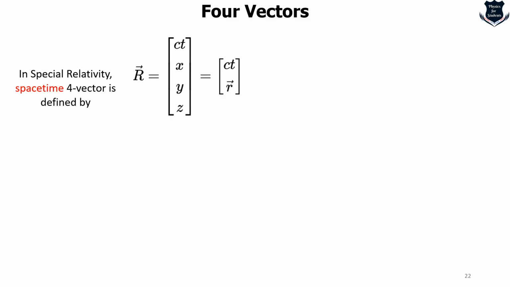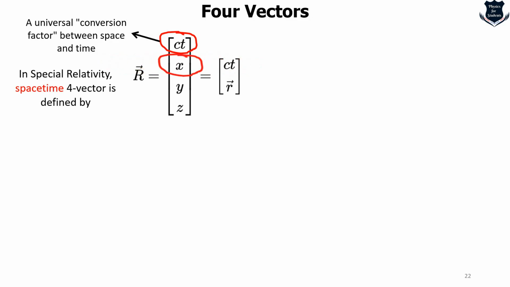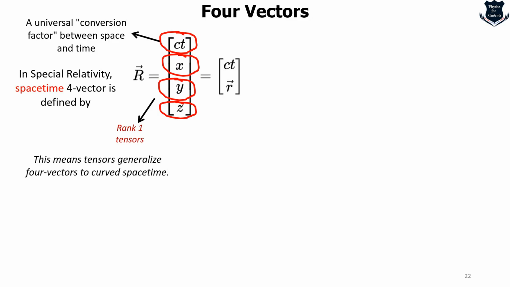Now the first kind of four vector is called the space-time four vector. Here you can see. In special relativity, first of all let us see this ct part. Space and time are connected through the speed of light, because the speed of light, as we know, is a universal constant, the same for all inertial observers. So the speed of light acts as a kind of conversion factor between space and time. x, y and z are the spatial coordinates. And remember, this is also a rank 1 tensor. That means tensors generalize four vectors, as we will see later.